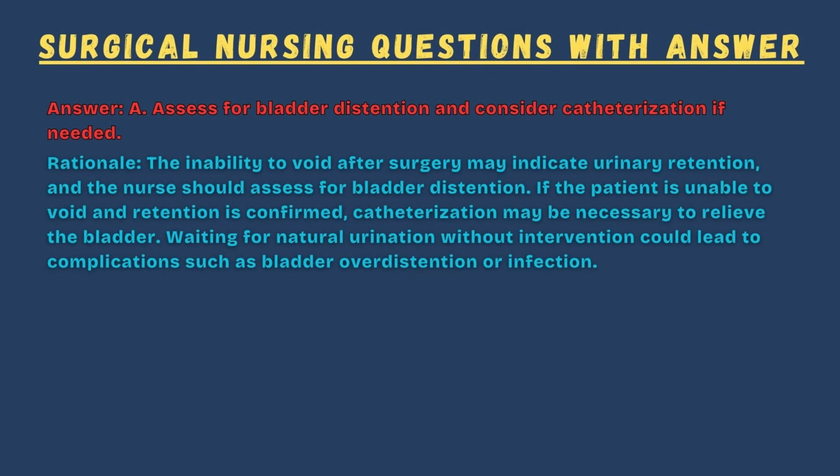Answer. A. Assess for bladder distension and consider catheterization if needed. Rationale: the inability to void after surgery may indicate urinary retention, and the nurse should assess for bladder distension. If the patient is unable to void and retention is confirmed, catheterization may be necessary to relieve the bladder. Waiting for natural urination without intervention could lead to complications such as bladder overdistension or infection.